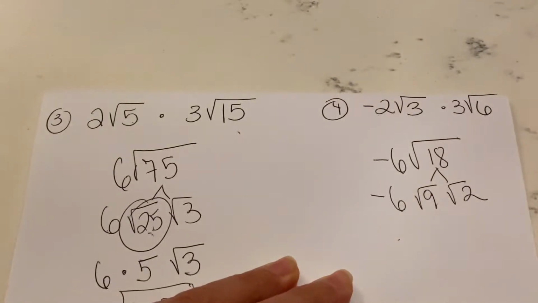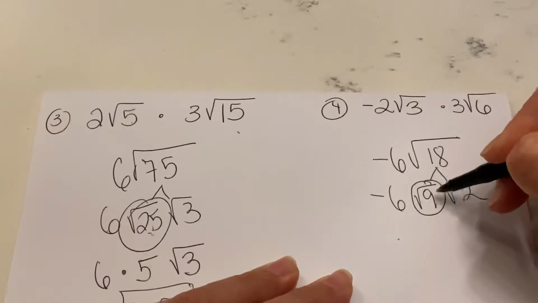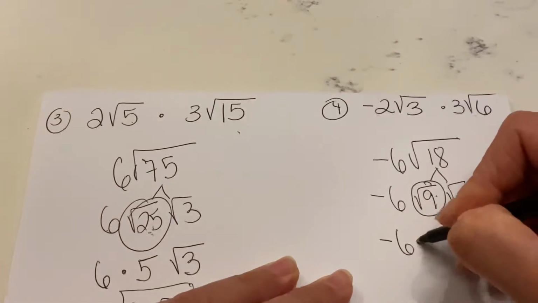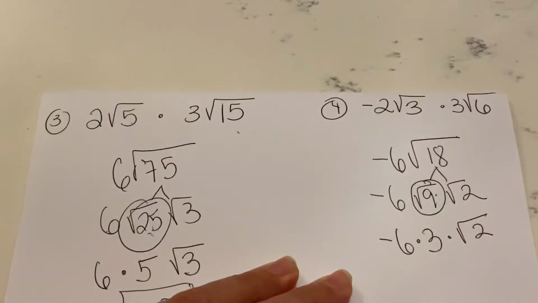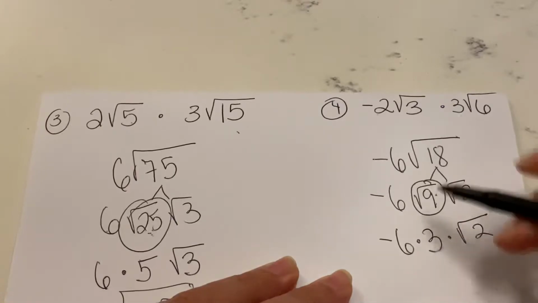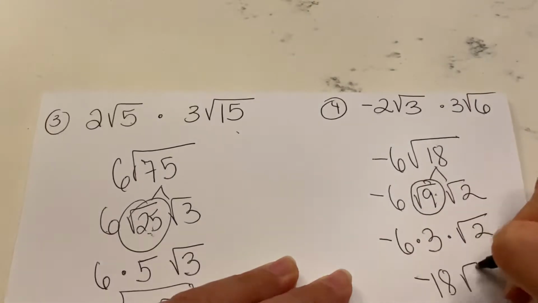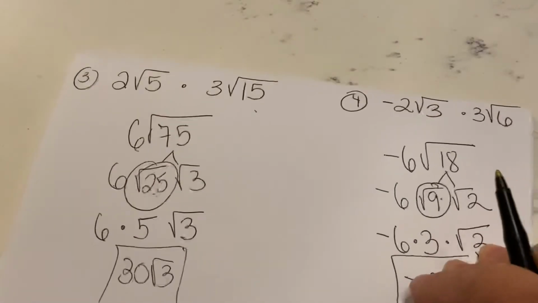All right, you're not going to pick 6 or 3 because neither the 6 nor the 3 are perfect squares, so that's not the correct one to use. You will use 9 times 2 because the 9 is a perfect square of 3, so you take it out and you're left with radical 2 inside. And then your final step is multiply negative 6 times 3, which gives you negative 18 radical 2. Okay? All right, so then we're going to do 4 more, which just deals with variables.